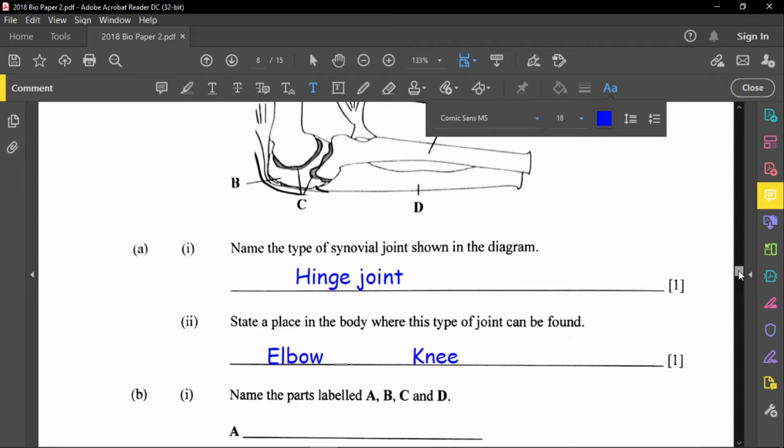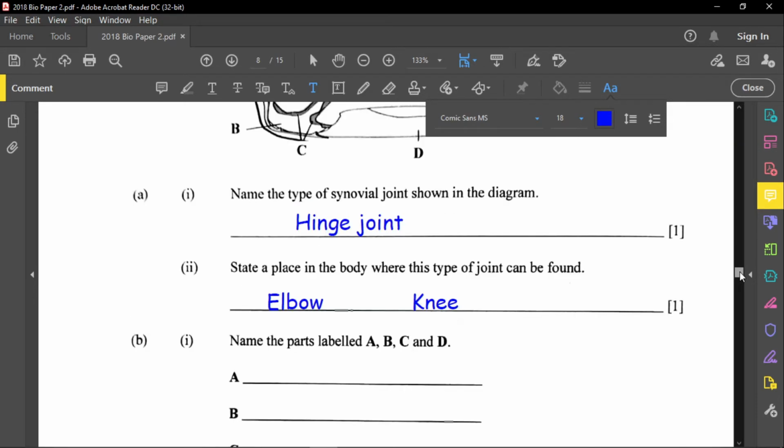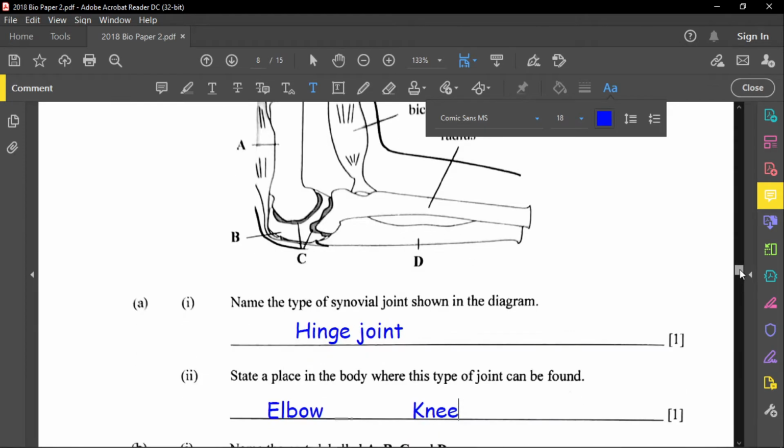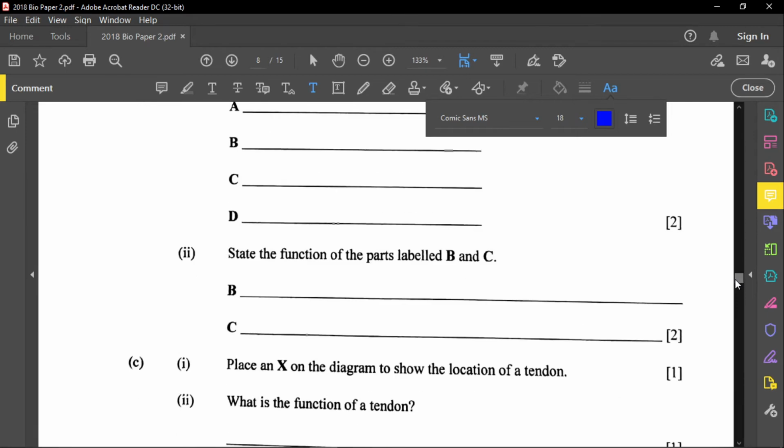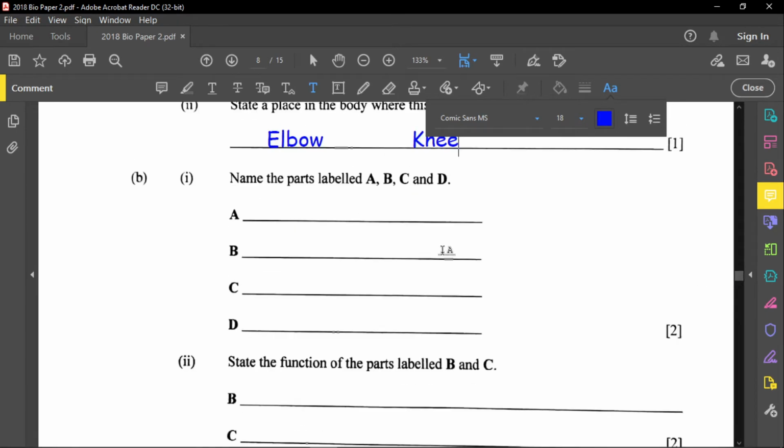For part B, it says to name the parts labeled A, B, C, and D. So let's look at A. B is the synovial fluid, C is the cartilage, and D is the ulna, because we have the radius and ulna. We're going to be specific with this bone. If this is the radius and this is the ulna, then this must be the arm, so this must be the humerus. So A is the humerus.